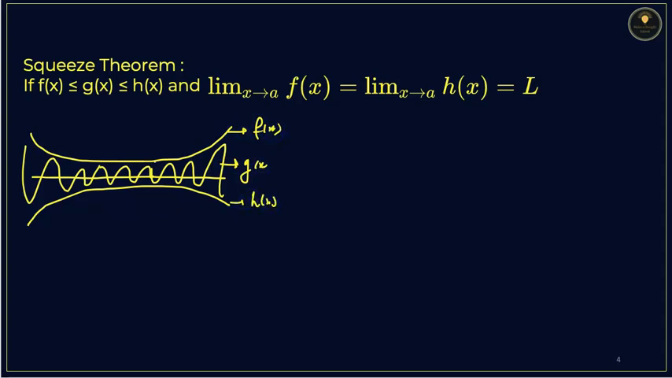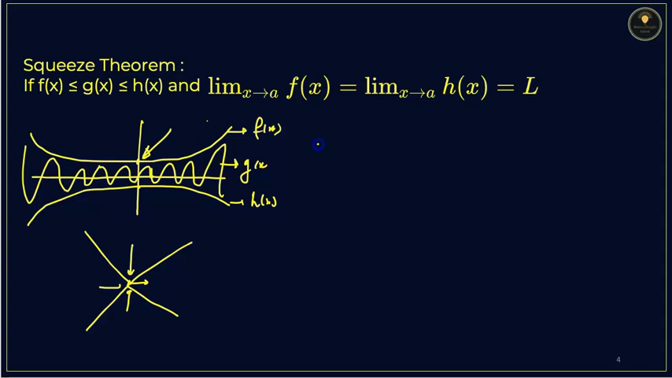Now if I take this limit to a, you can see the values are constraining so much that at some point they tend to the same value, because they are squeezing the function in between. That's why we say this theorem is important.